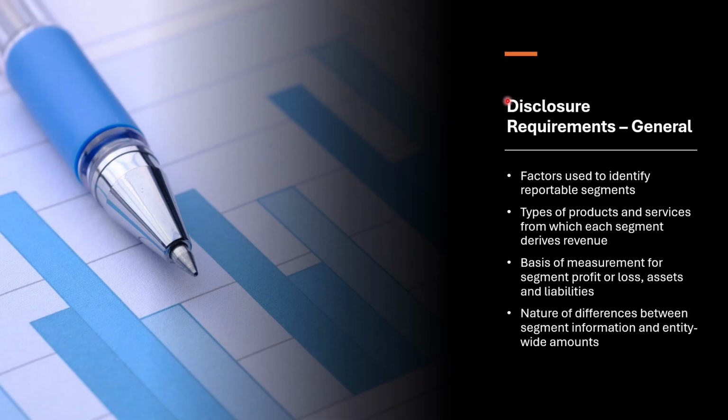What are the general disclosure requirements for IFRS 8? It requires companies to explain how reportable segments were identified, what products or services each segment provides, how segment profit, assets and liabilities are measured, and why segment figures may differ from total company figures. So these disclosures help users interpret the numbers correctly.